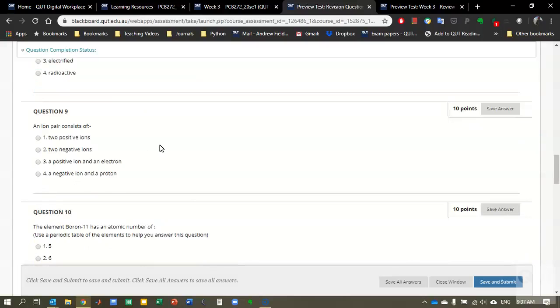An ion pair, so what happens after ionization? What are we left with? Well, we've removed a negatively charged electron, and we had previously had a neutral atom. So if we remove a negative charge, we're going to be left with a negative electron and a positively charged atom or ion. So the answer here is a positive ion and an electron.